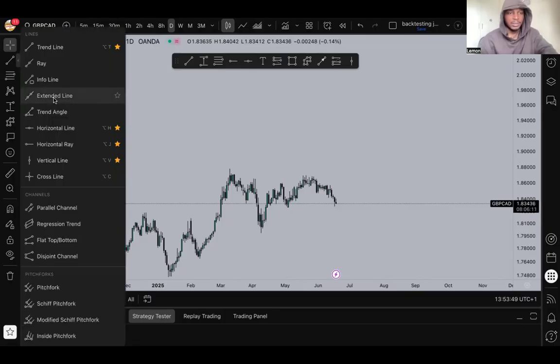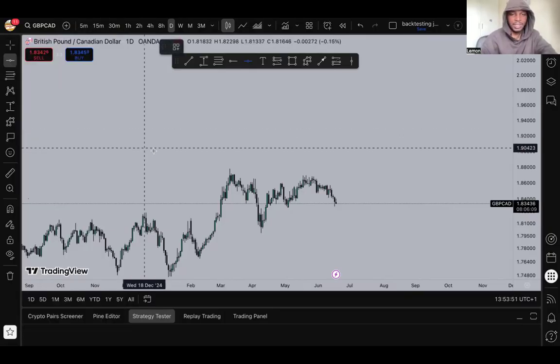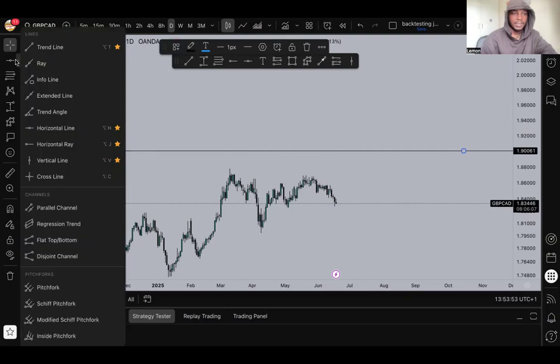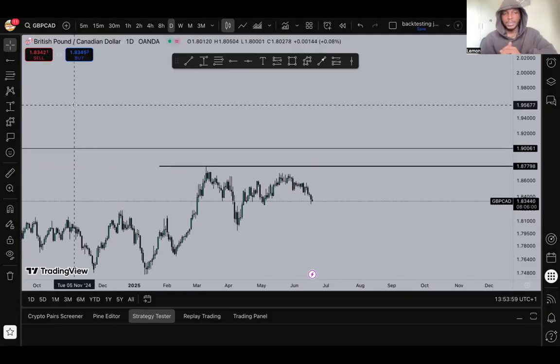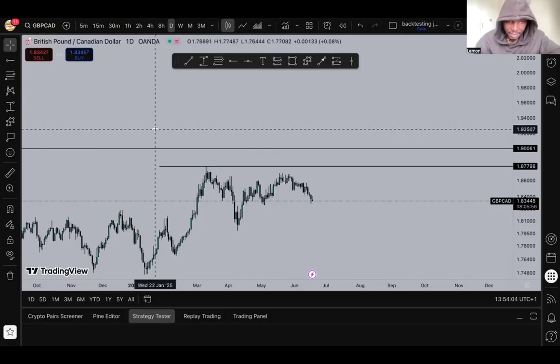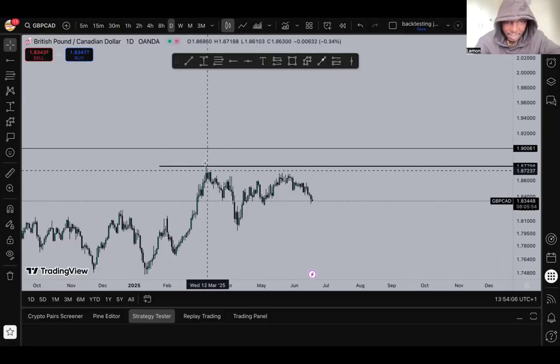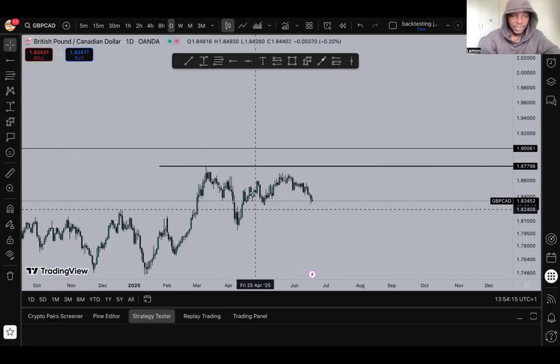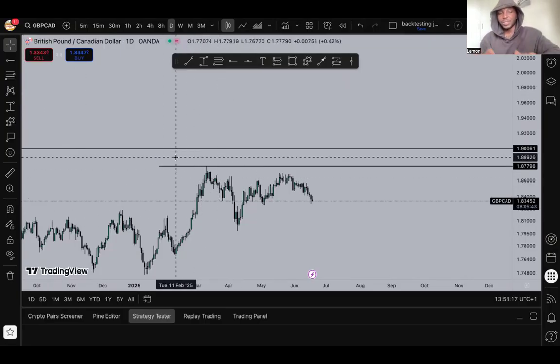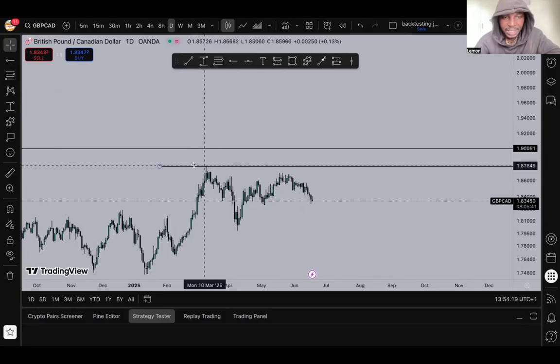Let's say I told you the horizontal line, the horizontal ray. These are basically tools you can use to draw your support and resistance in the market. You can see this is a resistance area. The resistance areas are like the ceiling, the top. But you can tell for a fact that this is not a strong resistance area in the market because it's only reacting once.